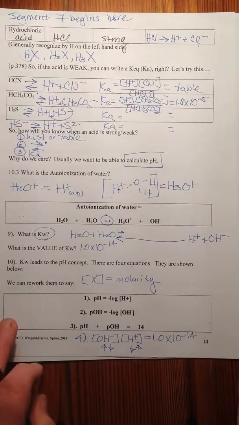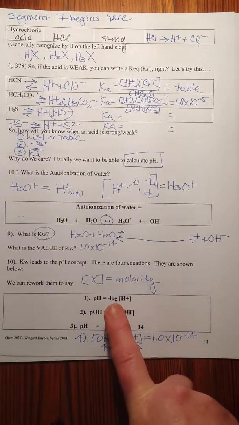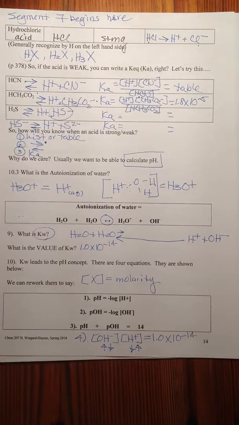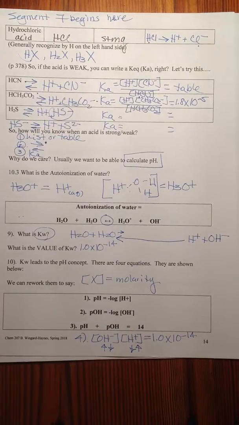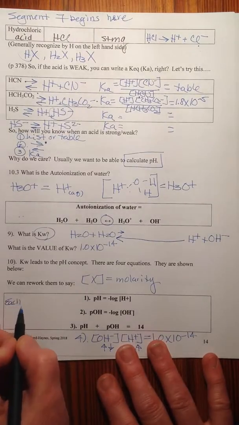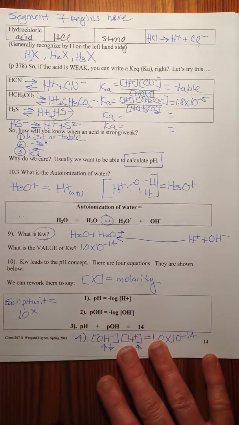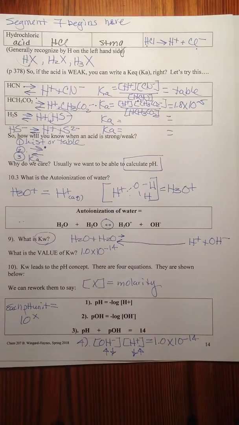Okay? Now the logarithm is a mathematical function based on powers of 10. And what you need to recognize about this is that each pH unit equals 1 power of 10. Okay? Each pH unit equals 1 power of 10. So when you're off by a pH unit, you're not off by a little bit, you're off by a mile.